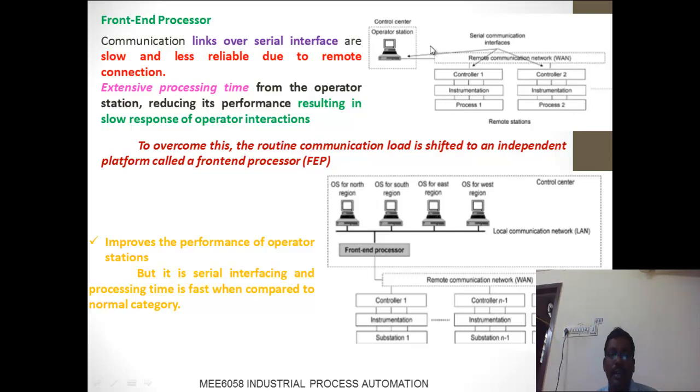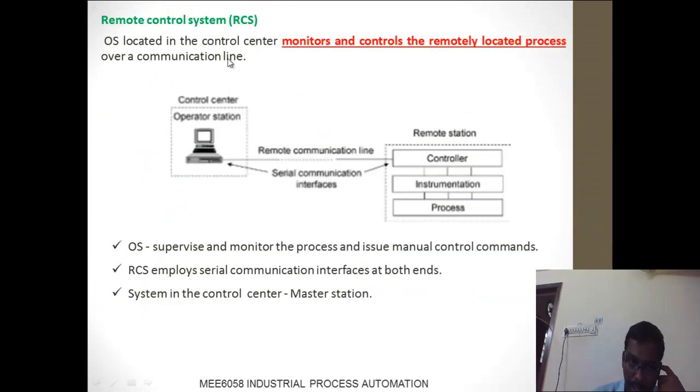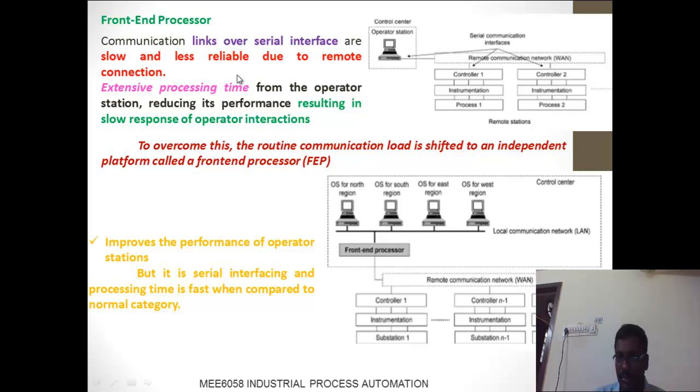The same is the case with front-end processors here. Communication links over a single interface are slow and less reliable due to the remote connection. What we face in the remote control system and the network control system is that, since we are proposing a wide area network, the communication interface is a serial communication interface. So there may be a delay in transferring data from the instrumentation substation or control substation to the operator systems, or from the control substation to the instrumentation substations.